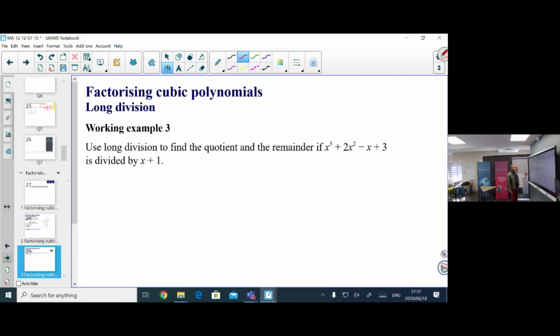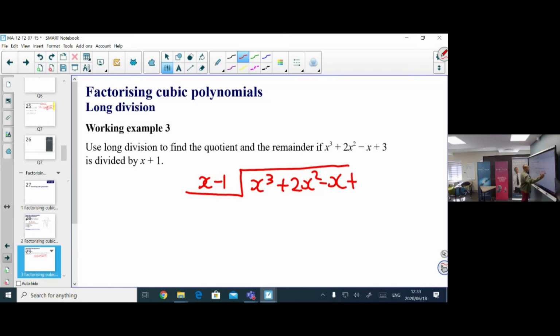So here is an example. Use long division to find the quotient and remainder if that is divided by that. So you remember from grade 5 that you started to do long division. In this case, you are also doing long division of algebraic expressions. Sounds scary a bit, but very doable in practice.